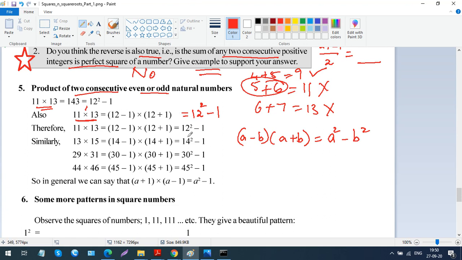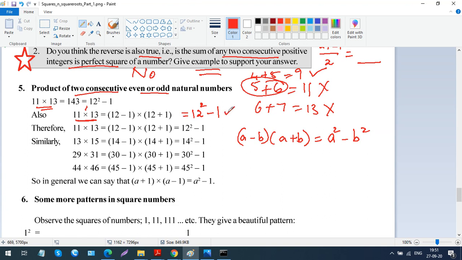So if you are asked to find the product of two consecutive even or odd numbers, either both should be even or both should be odd, and they should be consecutive. It should not be like 11 and 15 or 11 and 17. The next consecutive number to 11 is 13, right? So 11 and 13 will be, with 12 the middle one, 12 square minus 1.